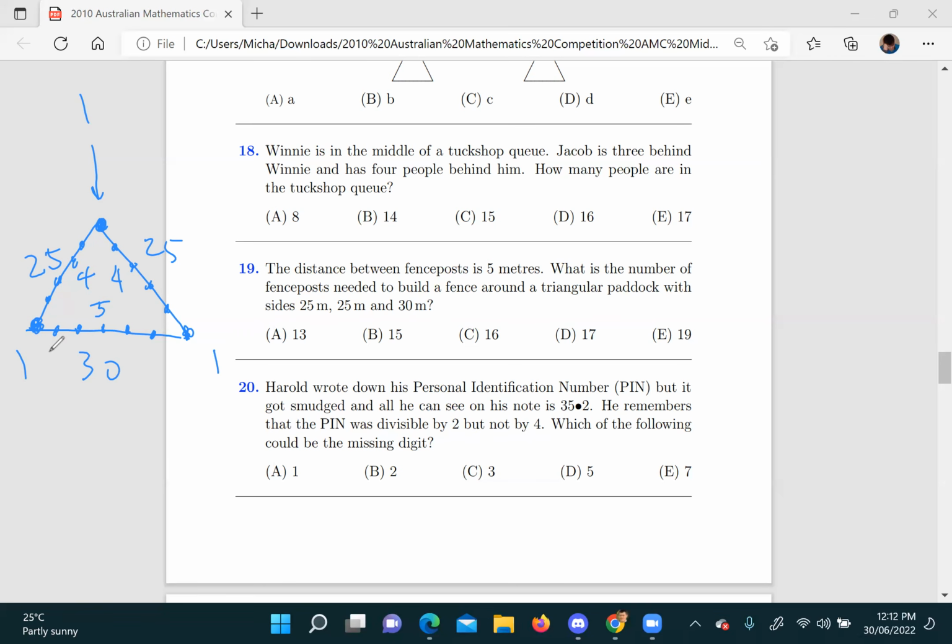There should be 6 fences. There's 6 fences, there should be 7 fence posts. It's 6 times 5 is 30, right? So there should be 7. Why 7? Because how many fence posts make 10 meters? 2? No, 2 fences make 10 meters, but 3 fence posts.